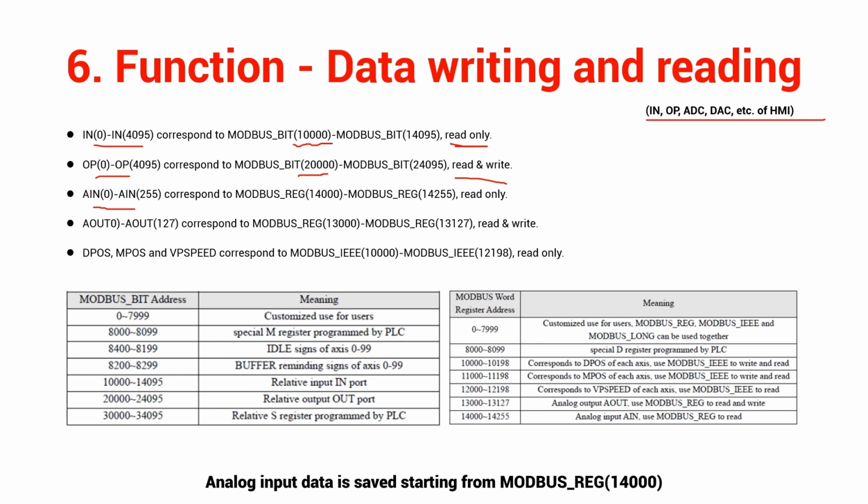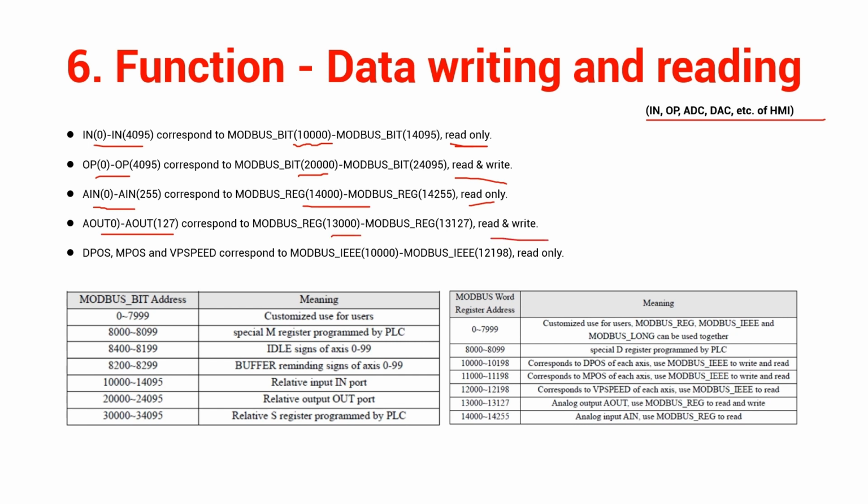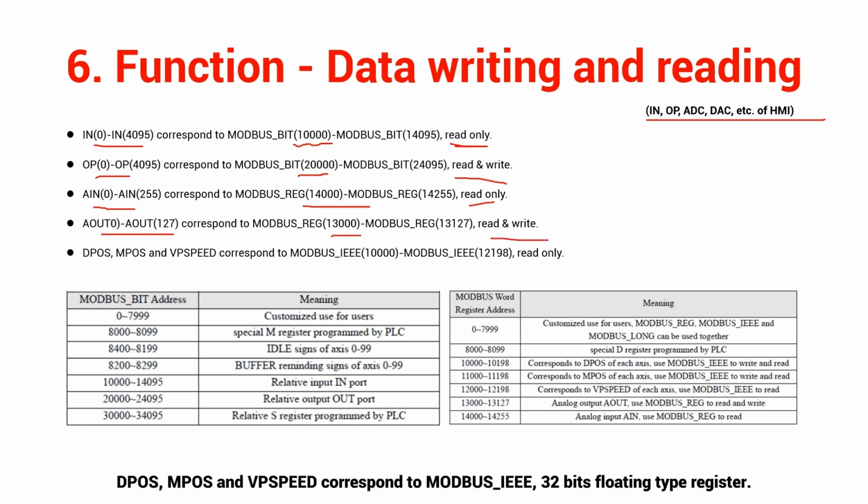Analog input data is saved starting from Modbus REG 14,000, and analog output starts from Modbus REG 13,000. DPOS, MPOS and VP_SPEED correspond to Modbus IEEE 32-bit floating type registers.